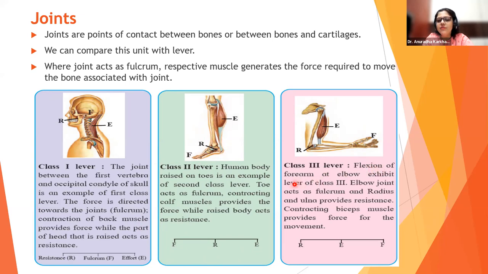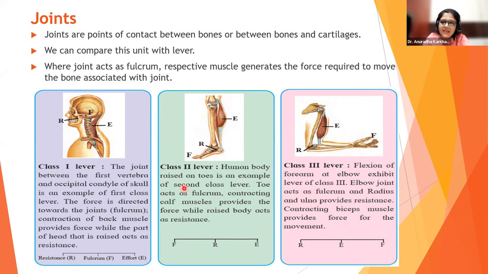Flexion of forearm at elbow exhibits class 3 level. This one. Ye jo apna foot hai, that is going to be your class 3. How? See. Elbow joint. Here the joint is acting as a fulcrum. Radius and ulna are going to provide resistance. Contracting bicep muscles provides force for the movement. So, yahan par kaisa hai position? Resistance, effort and fulcrum.